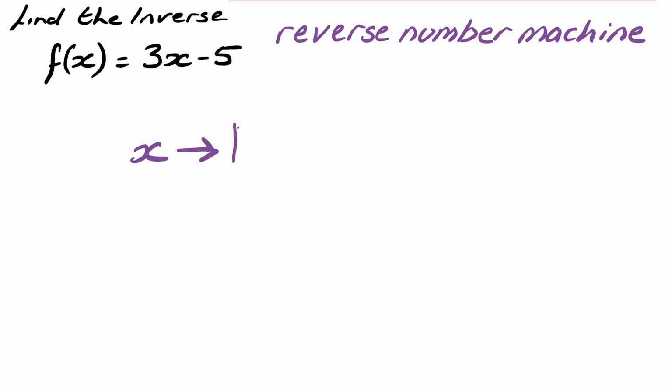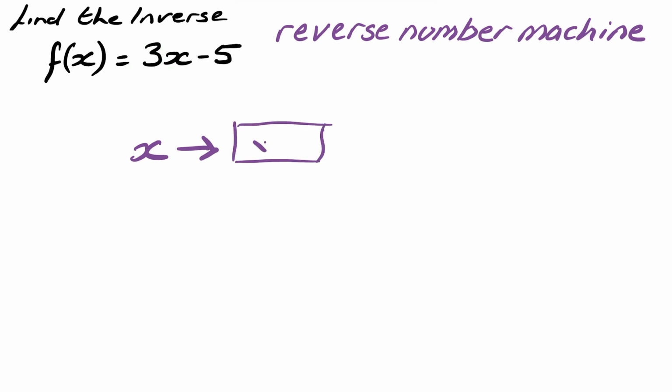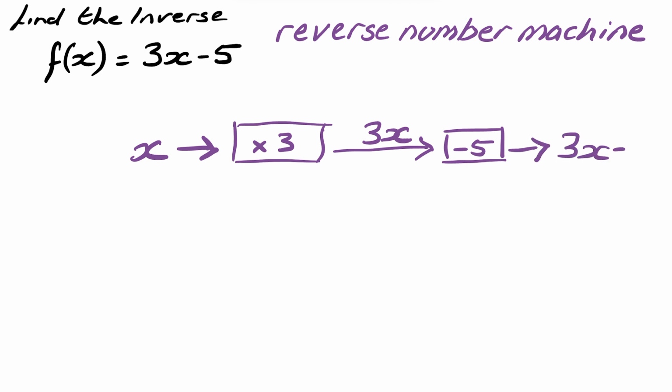And so you draw a box and you say multiplied by 3. That will give you the 3x. The next thing we've done is we've subtracted 5. And again, draw a box, minus 5. And so that will result in 3x minus 5.